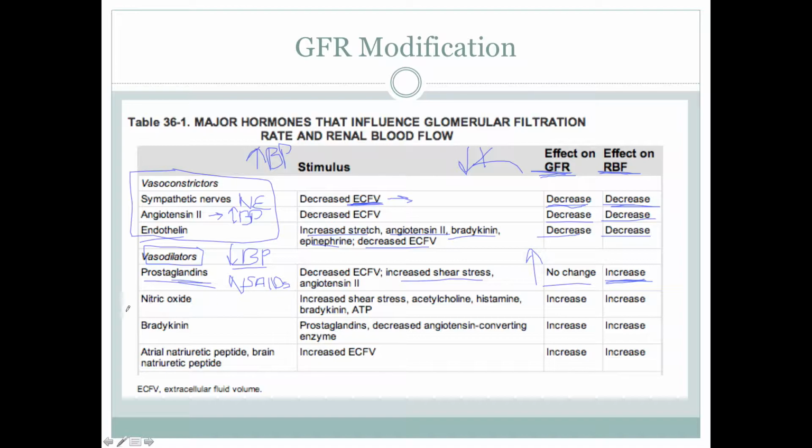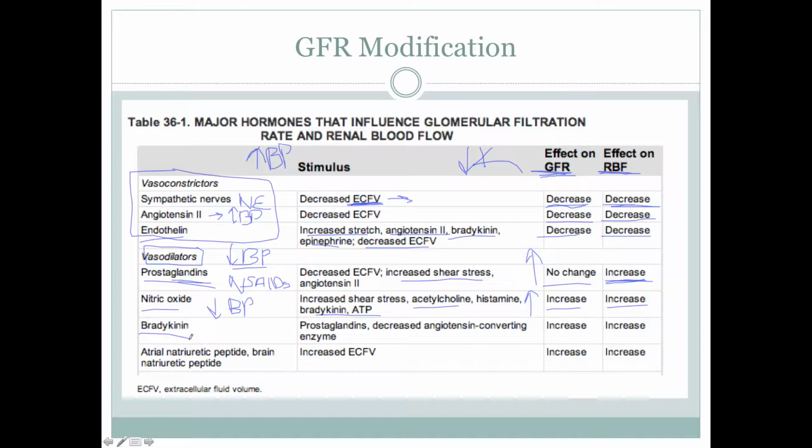Nitric oxide is a local vasodilator. It's released in shear stress to help keep the vessels from being damaged. When acetylcholine's released, histamine, bradykinin, just ATP. Nitric oxide's a really potent vasodilator. It really lowers the blood pressure. So when we have potent lowering of the blood pressure, we will have the opposite effect. We'll have an increase in the GFR and renal blood flow so that we keep producing urine.